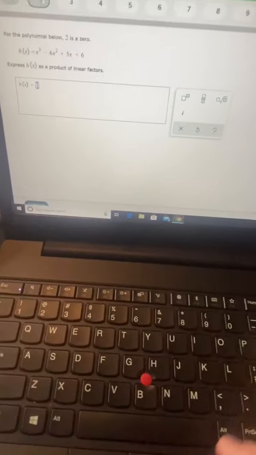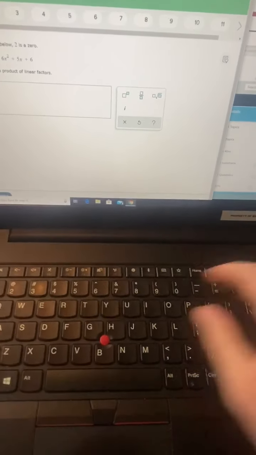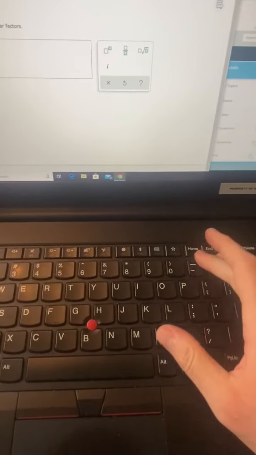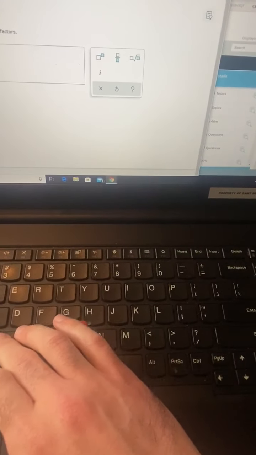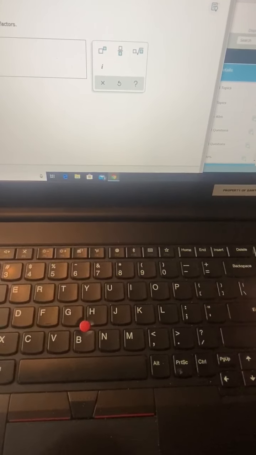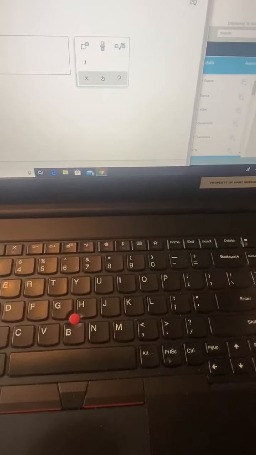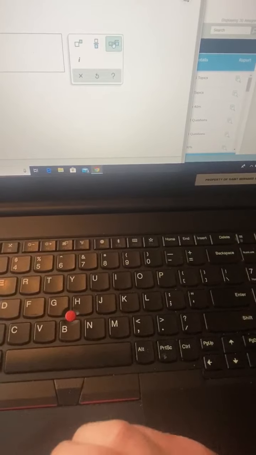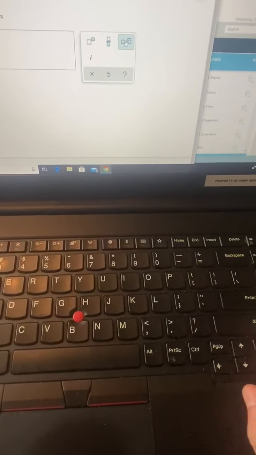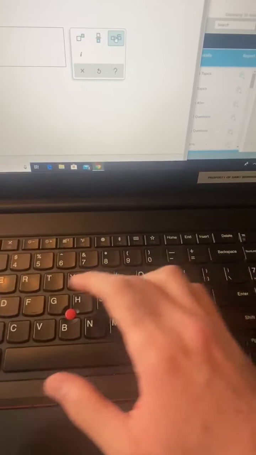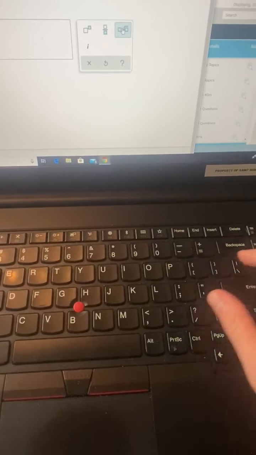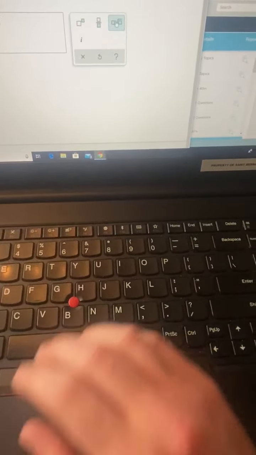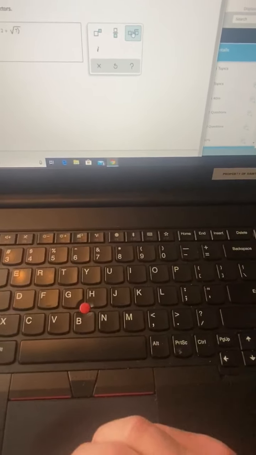And so to input it on Alex, we would just do h of x equals, we have parentheses x minus 2, then another set of parentheses, we have x minus 2 minus radical 7, and then we have x minus 2 plus radical 7, and then an end parentheses, and that would be it.